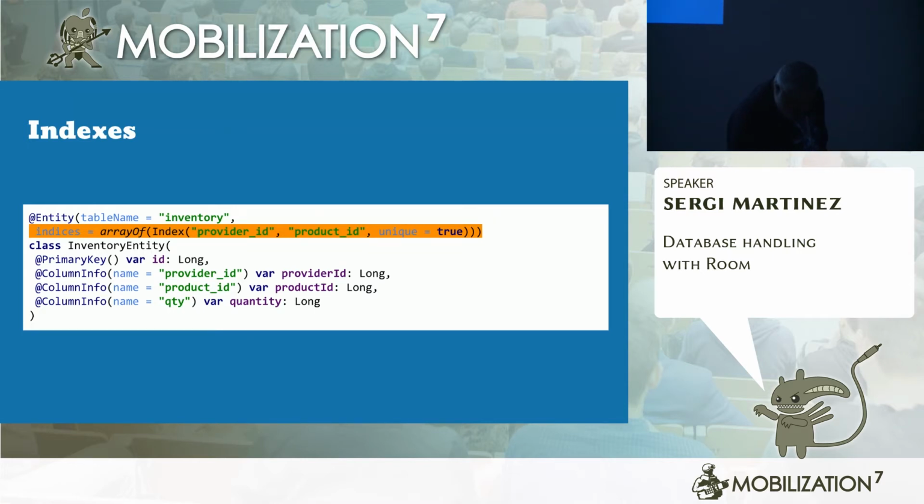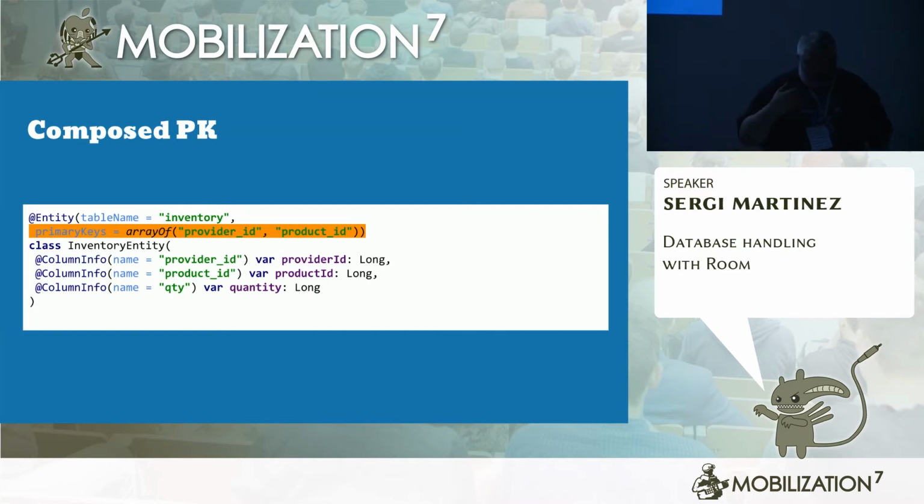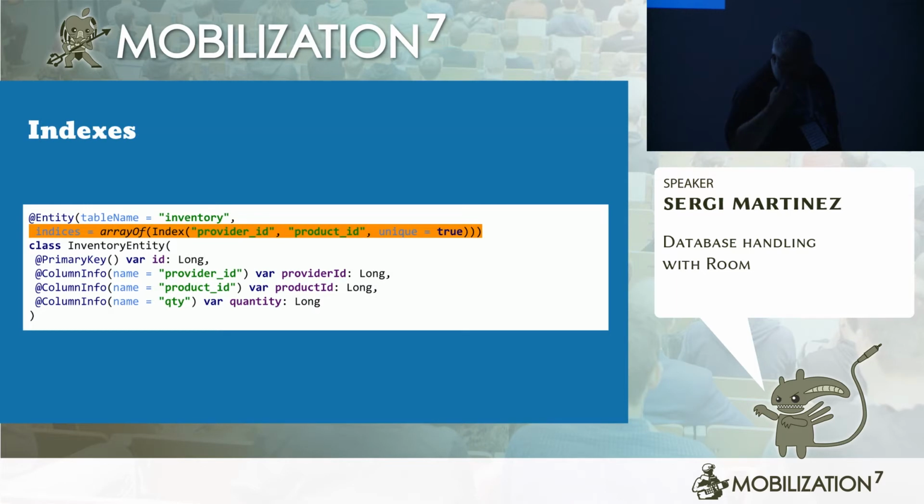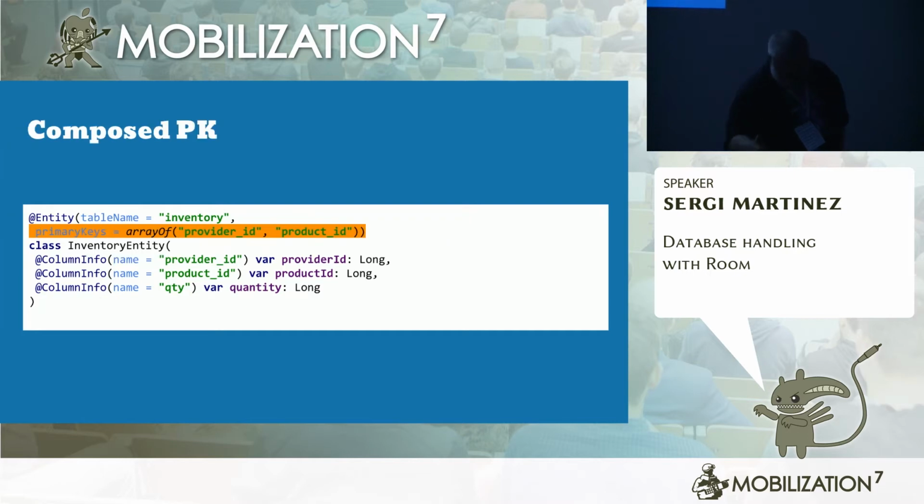Okay. More things. We can make composite primary keys. In the previous example, for example, we had only a single field for the primary key, so we mark the field as primary key. But in some cases, the primary key could be the sum of two fields. So we need to specify the primary key as an array of fields as a notation in the entity annotation. Okay?